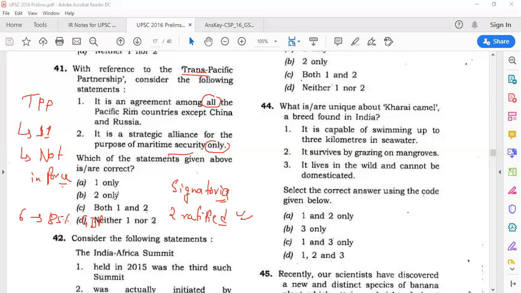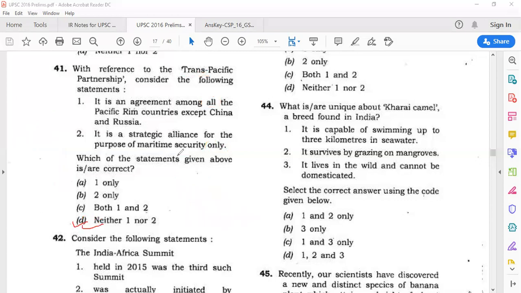Neither one, let me clear all drawings. Neither one nor two is the answer. Because if you go to the Wikipedia page also, let me show it to you.